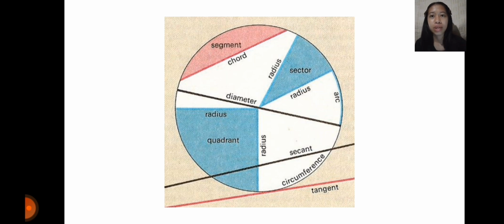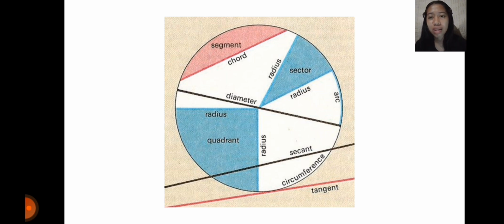First, radius. When we say radius, it is the distance from the center to any point on the circle. Second, diameter. It is a line passing through the center that divides the circle into two equal halves. Chord. A chord is a straight line connecting 2 points on the circle. Sector. When we say sector, it is a portion of a circle enclosed by 2 radii and an arc. Segment. When we say segment, it is a region bounded by a chord and the corresponding arc.